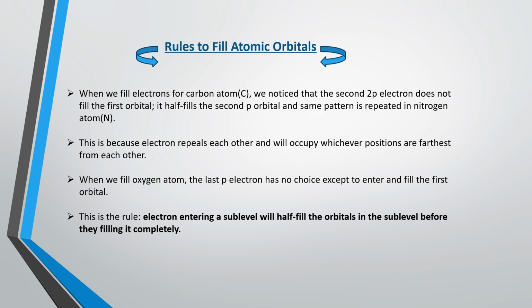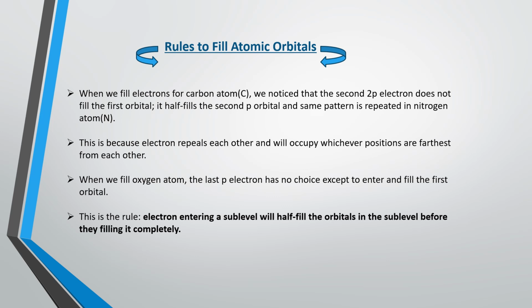Rules to fill atomic orbitals. When we fill electrons for the carbon atom, C, we notice that the second 2p electron does not fill the first orbital. It half-fills the second p orbital, and the same pattern is repeated in the nitrogen atom, N. This is because electrons repel each other and will occupy whichever positions are furthest from each other.